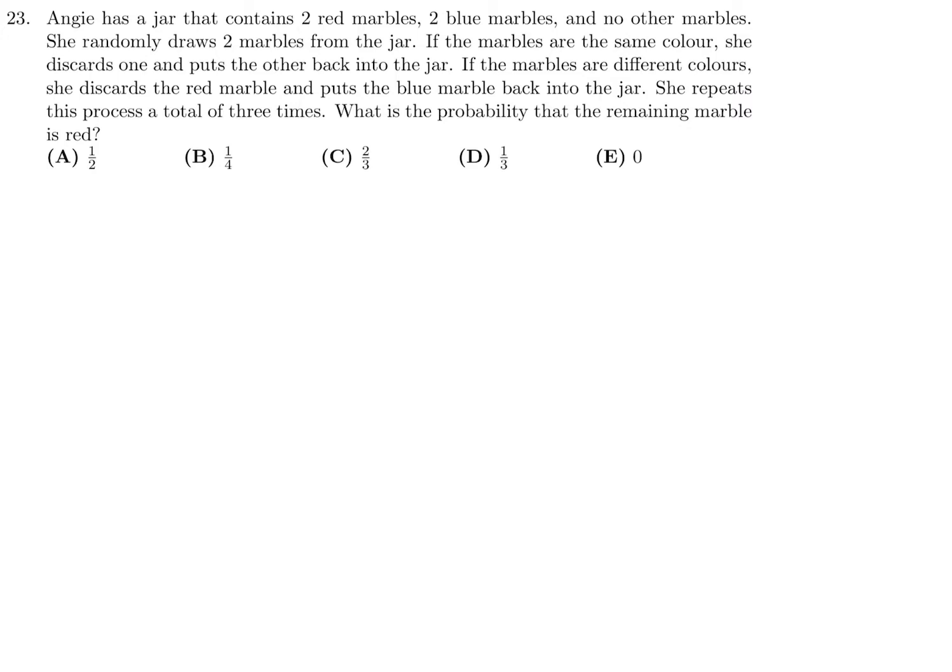Angie has a jar that contains 2 red marbles, 2 blue marbles, and no other marbles. She randomly draws 2 marbles from the jar. If the marbles are the same color, she discards one and puts the other back into the jar. If the marbles are different colors, she discards the red marble and puts the blue marble back into the jar. She repeats this process a total of 3 times. What is the probability that the remaining marble is red?